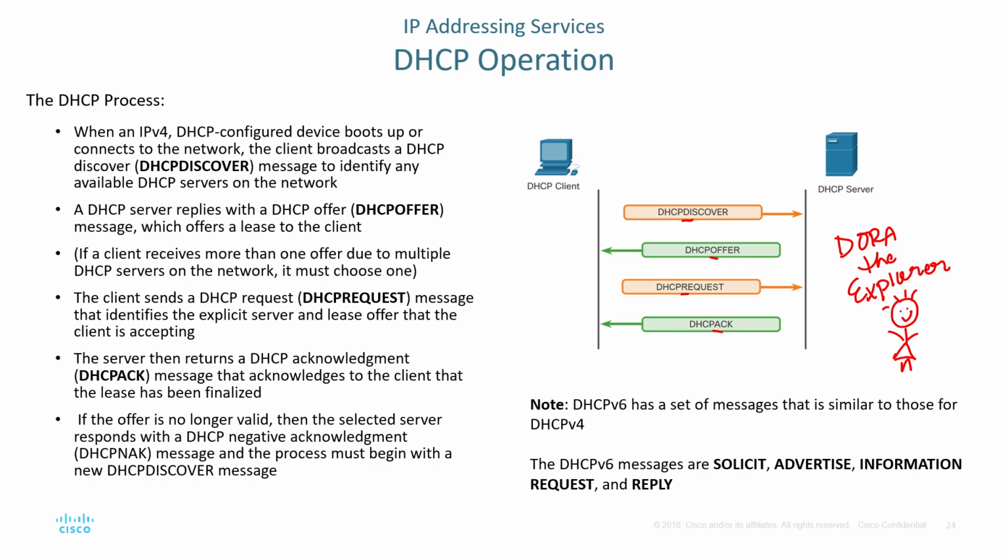DHCPv6 has a set of messages that are very similar to those for DHCPv4, but when we're talking about the stateful DHCPv6 server, those messages are solicit, advertise, information request, and reply.